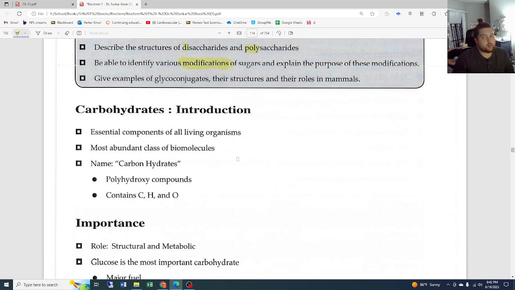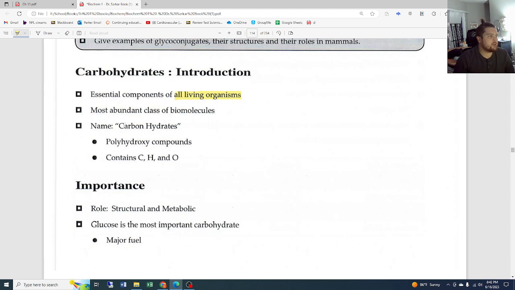So, introduction to the carbohydrates. They are an essential component of all living organisms. All living organisms, we all need carbohydrates to survive. They are also the most abundant class of biomolecules. Name carbohydrates, polyhydroxy compounds. Polyhydroxy compounds. That's an interesting looking word. Let's take a look at that real quick.